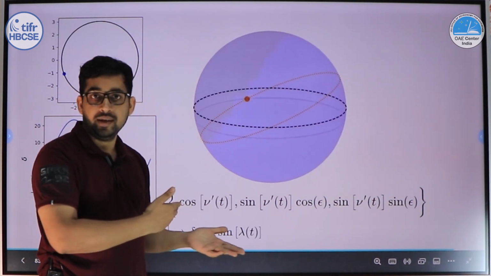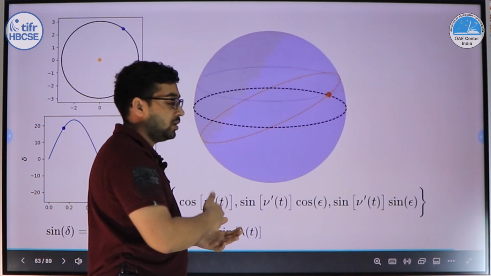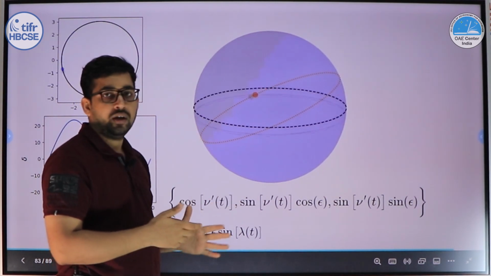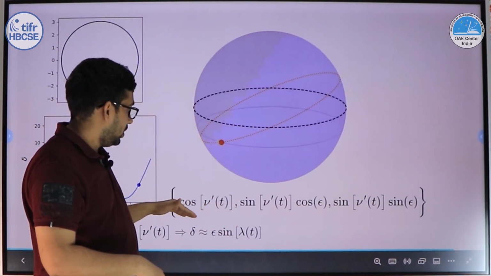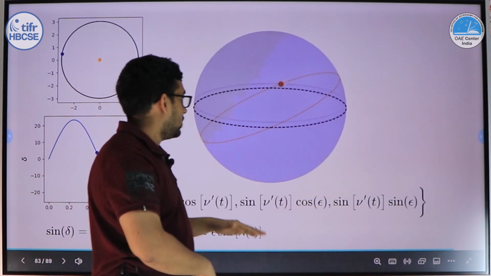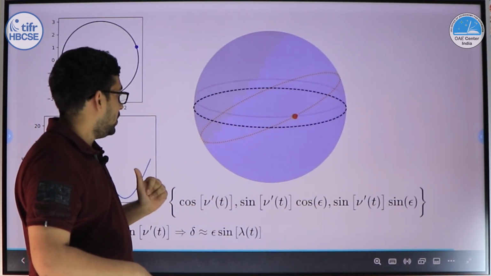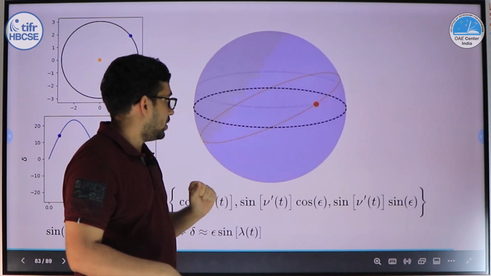Also, true anomaly is 0 at perihelion. Usually we measure spherical coordinates as 0 at vernal equinox. So, if you make this correct transformation, you could have this modified true anomaly as part of this equation. So, as things move uniformly, how does it affect the declination and right ascension?